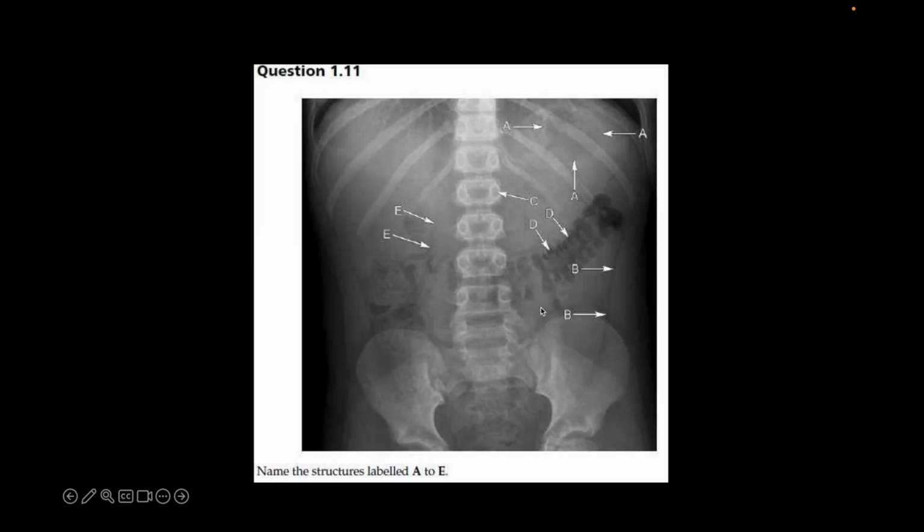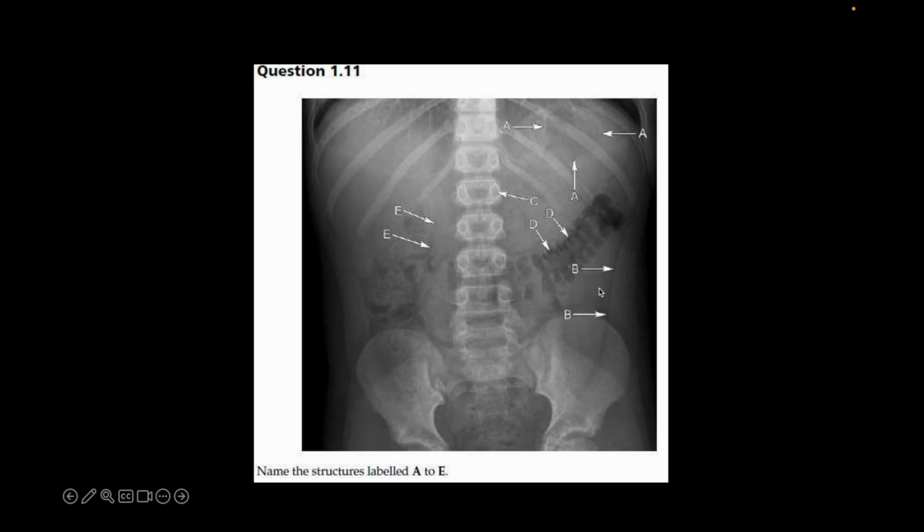Let's go through some cases, starting with some plain films. They're pointing at stomach. On this, it's hard to tell what part they're pointing at. I think if you say body of the stomach or stomach, it should be good. I would personally go with body because they do try, and this can't be anything else apart from body of the stomach. B is the left properitoneal fat stripe or line.